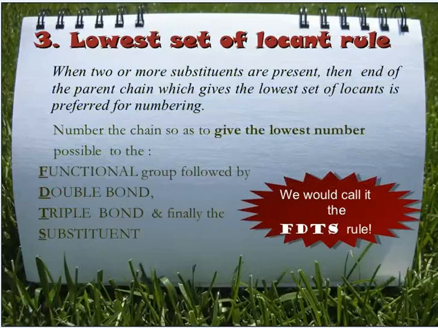Number 3. Lowest set of locants rule. When two or more substituents are present, the end of the parent chain that gives the lowest set of locants is preferred for numbering. Number the chain so as to give the lowest number possible to the functional group, followed by double bond, triple bond, and finally the substituent.